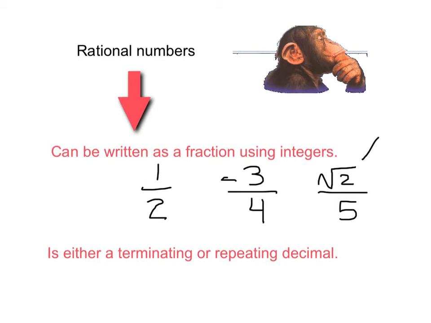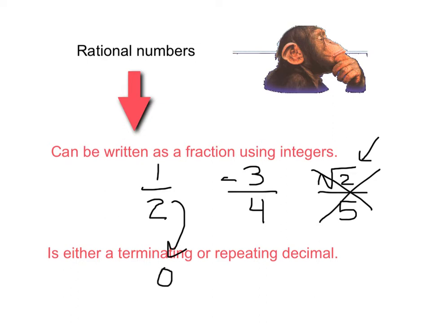Now, square root of 2 is not an integer, right? Because that's underneath the square root symbol. And so this is not considered a rational number. That wouldn't fit our definition. All right. Now our other definition of a rational number is that it's either a terminating or repeating decimal. All right. So if it can be written as a fraction using integers, then it can be written as a terminating or repeating decimal.